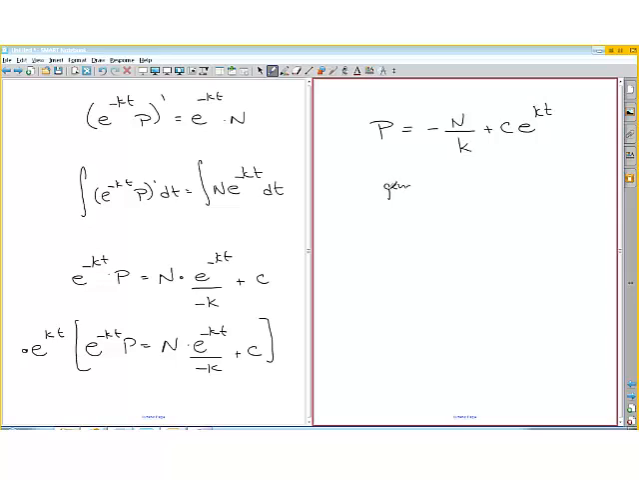So this is the general solution. It's a solution with one arbitrary constant, which is not n. n is a constant, k is a constant, but c is the arbitrary constant. And I'm just checking the answer to make sure I have done everything correctly. c e to the kt minus n over k. Okay, so that's good.